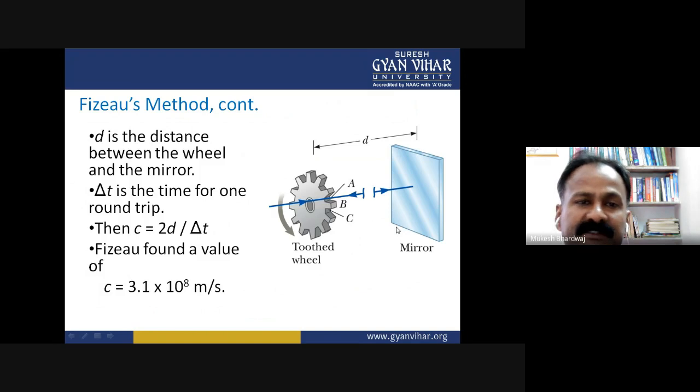This is the pictorial representation of Fizeau's method to calculate the speed of light. d is the distance between the wheel and the mirror. Delta t is the time for one round trip. Then speed equals distance upon time taken, that is 2d, the round trip distance, divided by the time taken to complete the trip. Fizeau found a value of c equals 3.1 into 10 to the power 8 meter per second.